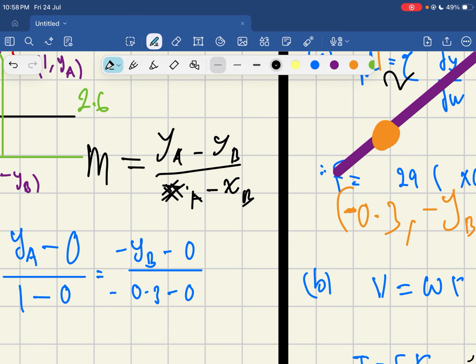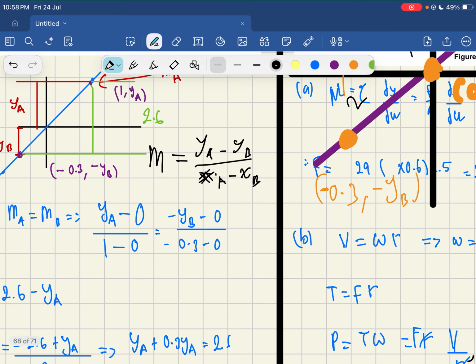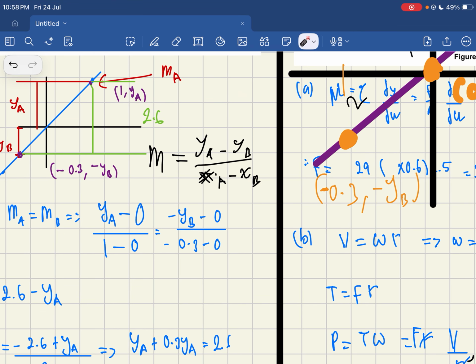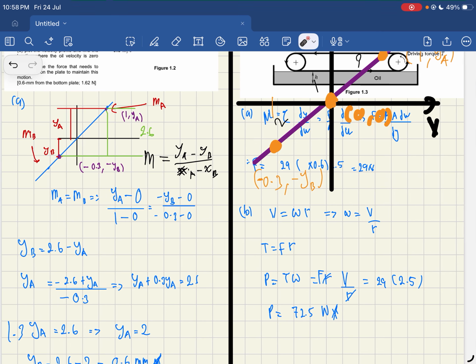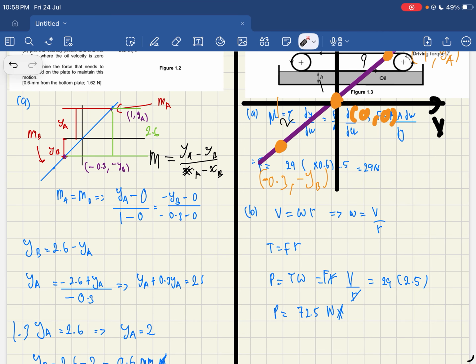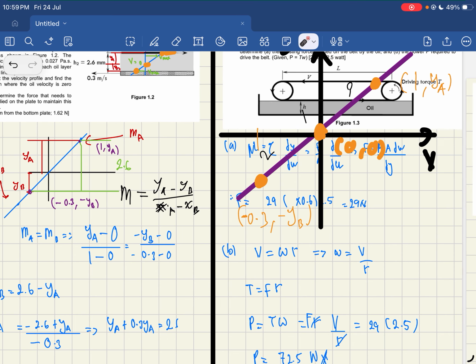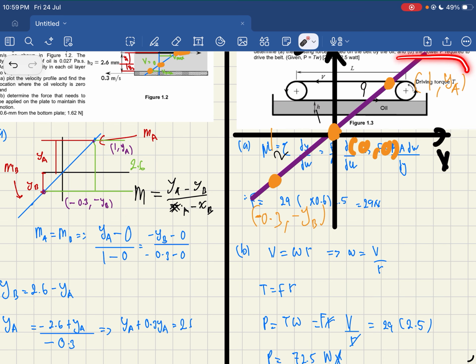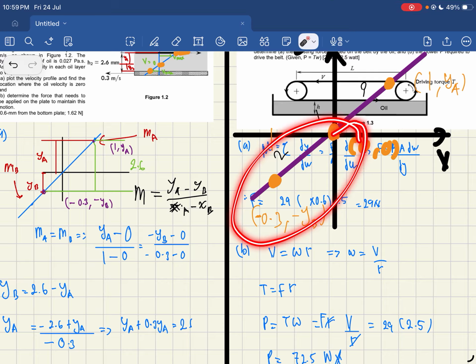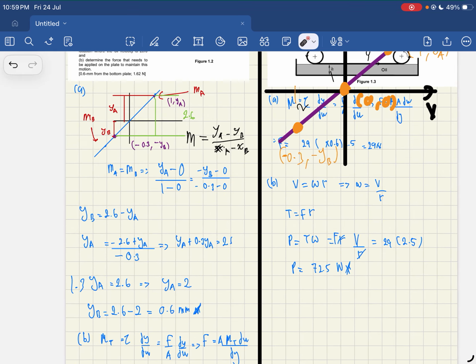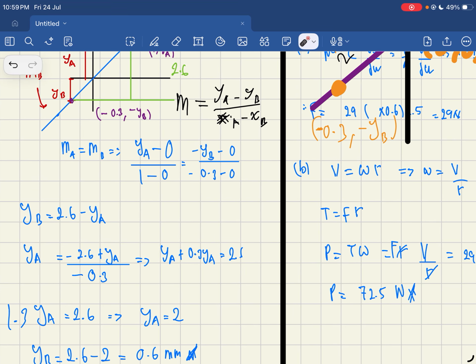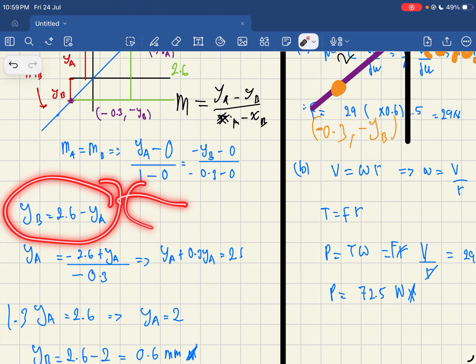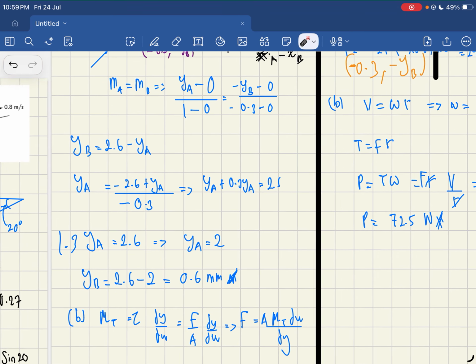Minus by xb. So this is the general formula for gradient. So you just apply the coordinates into an equation. First, let's do it for point 1 and point 3. You will get an equation like this, and for point 1 to point 2, you will get this other equation. You will arrange them, and you will get a relationship: yb is equal to 2.6 minus ya.